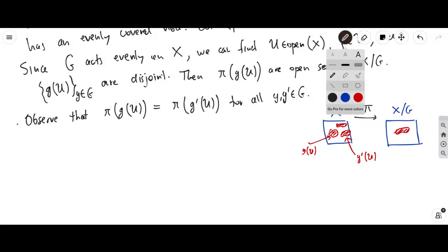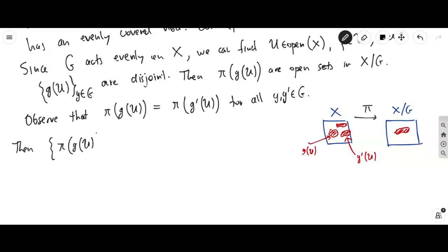Okay, so if you apply pi to this collection, what is this? This is just one open set in X mod G. Right? So even though it looks like you might have an infinite collection, because these are translates of each other, in the quotient they become the same. They go into the same equivalence class. So they all really become the same. So this is just one open set in the quotient.